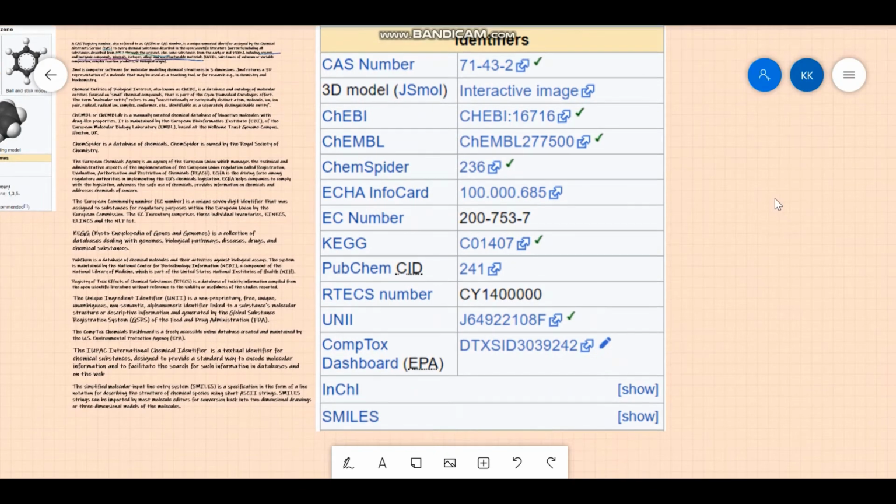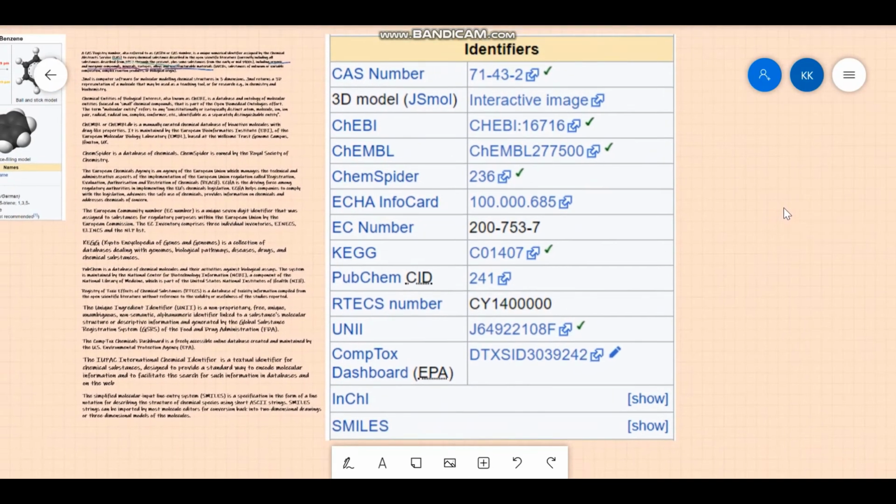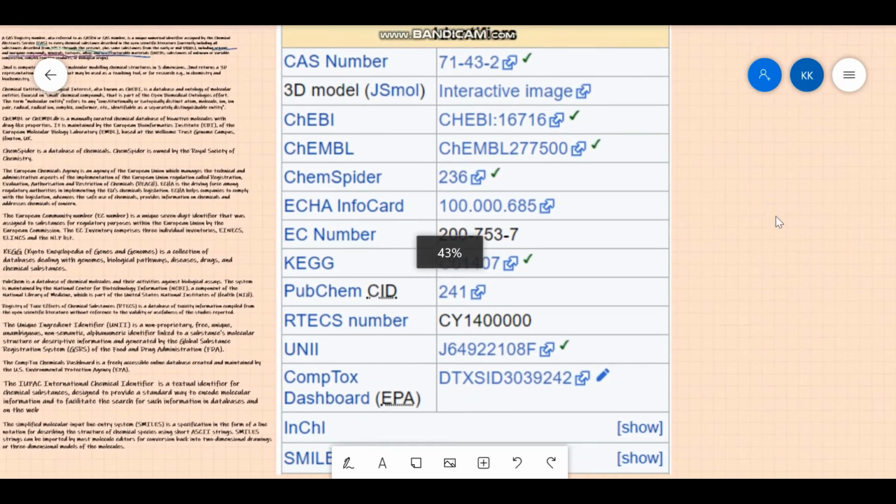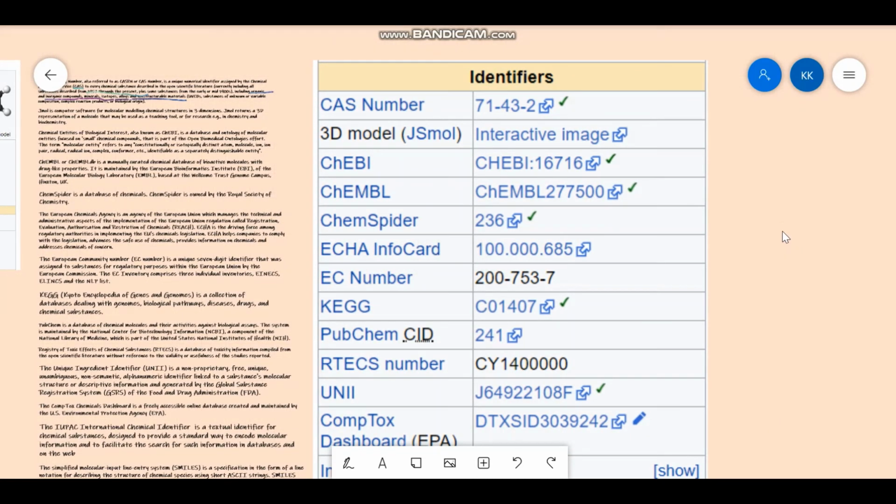These are the most commonly found identifiers on Wikipedia. Some substances might have fewer identifiers than this because some agency might not be dealing with them or might not have included them in its database. Also, I might have missed a few identifiers, so if you feel I have missed some, please comment down below and I'll try to include them in a further video covering more of these.